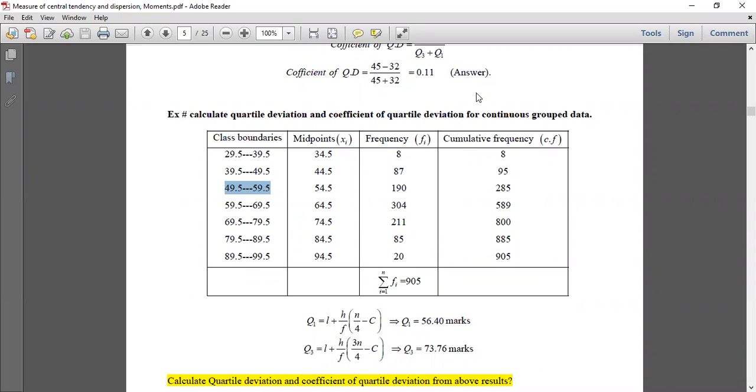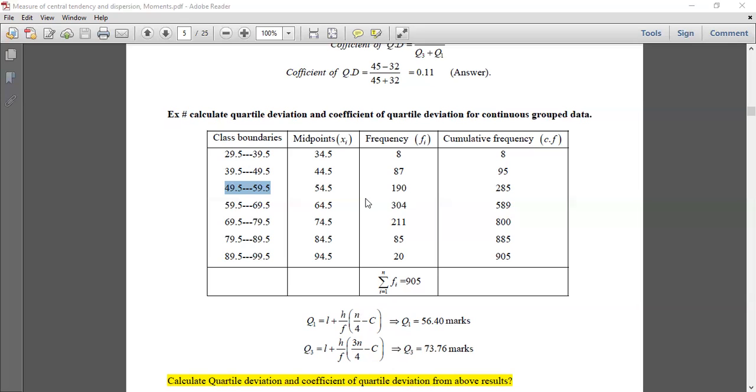Any doubt for anyone? No, sir. So the value will be 10. Fine. Now the lower bound we are getting is 49.5. The upper bound we are getting is 59.5. Here the H will be 10. The value of N by 4, the value of N will be 905.